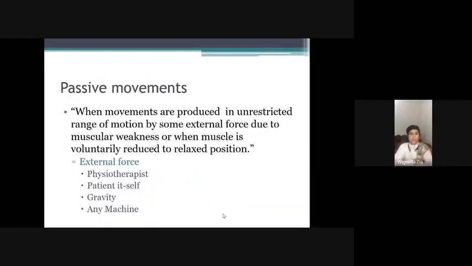The passive movement, as I told you in the previous lecture, these are movements which are performed by some external force in an unrestricted range of motion. So when a muscle is not able to produce that contraction, and when we ask the patient to relax the body parts, that external force can be the therapist, the patient, the gravity, or different kinds of machines.